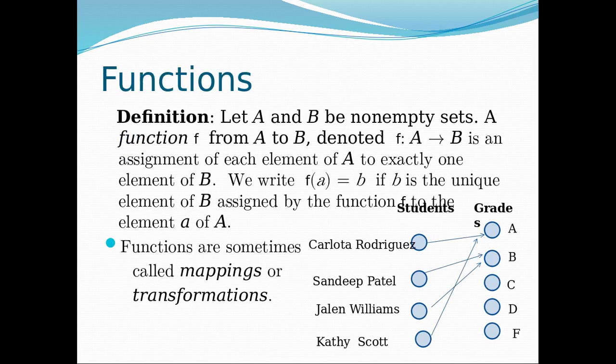Functions are basically defined as a link between two sets A and B, such that each element of A is assigned to exactly one element of B. We write the function f of a is equal to b if b is the unique element of B assigned by the function f to the element a of A. Functions are sometimes also called mappings or transformations.